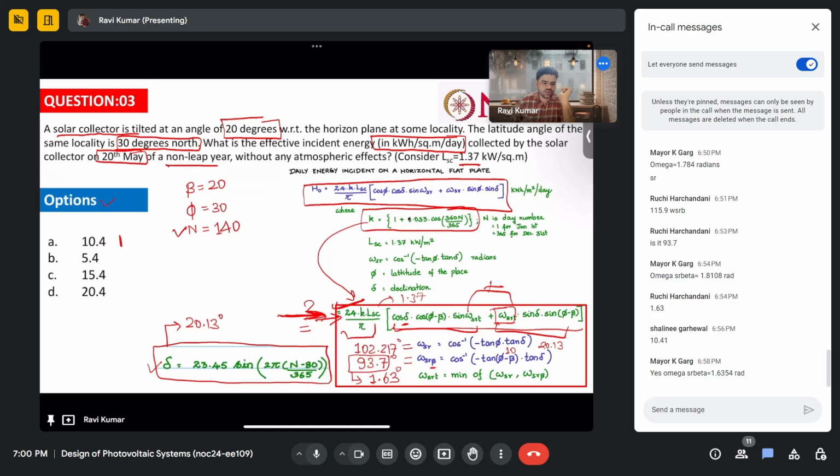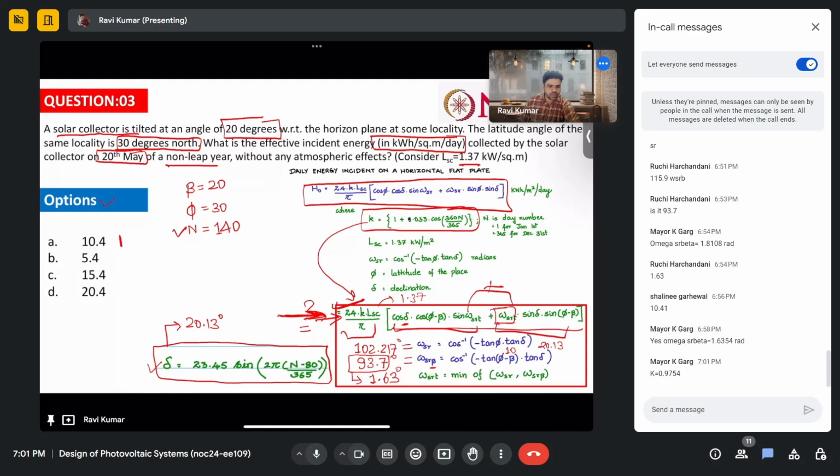Okay, you guys are taking so much time. So, should I go further? Should I proceed? Just let me know, Ruchi, Mayur, are you solving it or not? If no, then we can proceed further. If yes, we can wait for you. K is 0.9754. Okay.